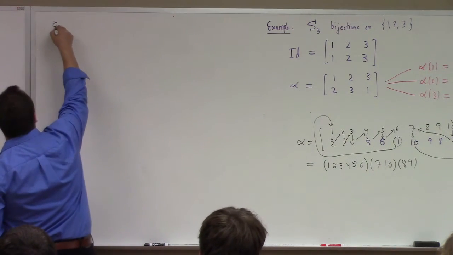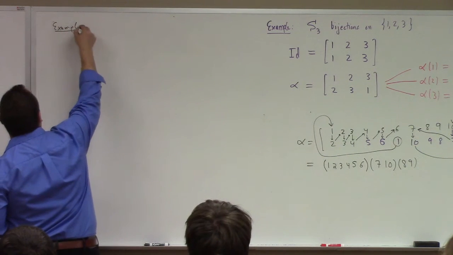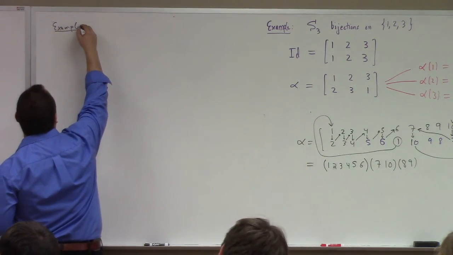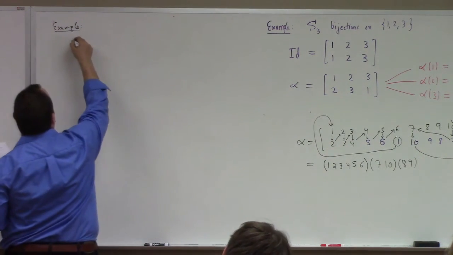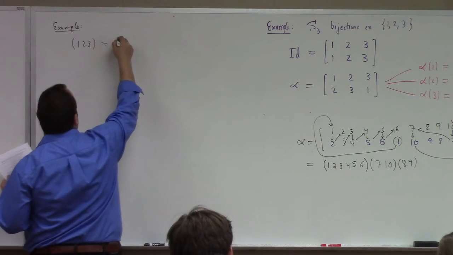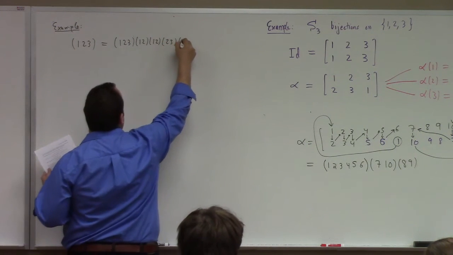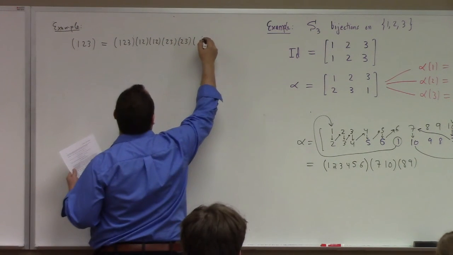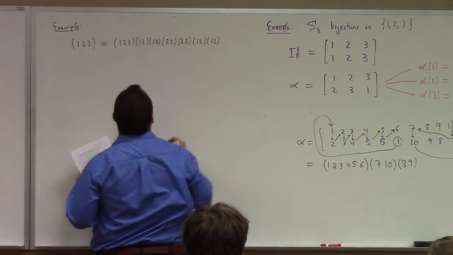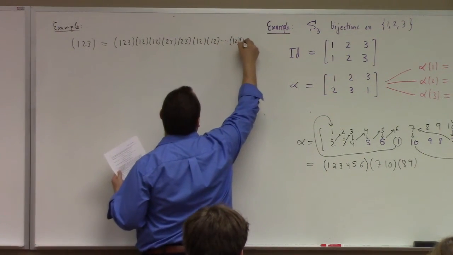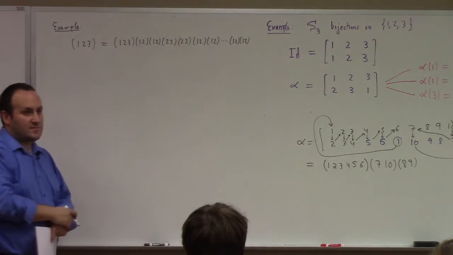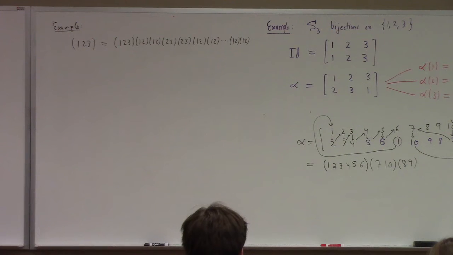I have to disagree with you a little bit. See here. How about this? (1 2 3) is also equal to (1 2)(1 2)(2 3)(2 3), and so on, (1 2)(1 2), dot, dot, dot. So you can always insert copies of the identity, right? So it can go on and on, if you want to, because we're allowed repeats, right?